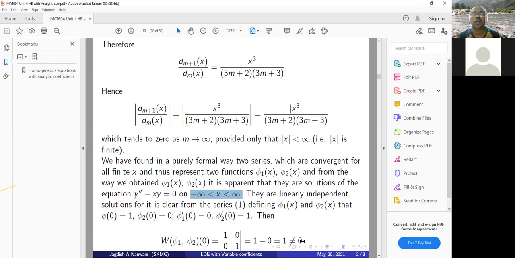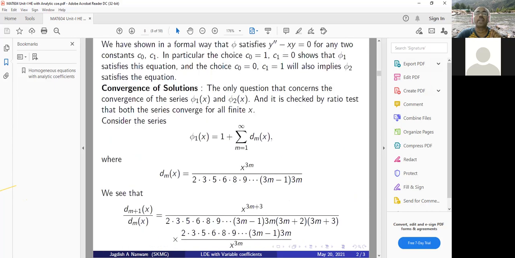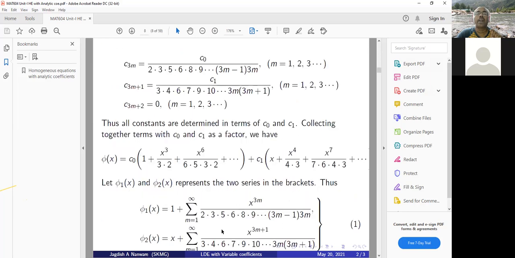And as in this case, we have seen that the Wronskian at this point is not equal to 0, it is 1. Therefore, these two solutions, phi 1 of x and phi 2 of x, are linearly independent solutions. And such type of solutions are said to be series solutions. So we always get a series solution for a differential equation which is homogeneous with analytic coefficients. So this is about this example.